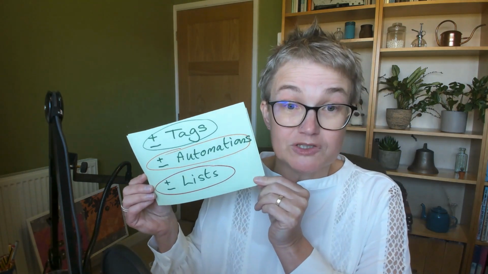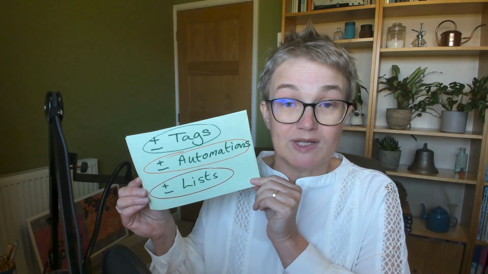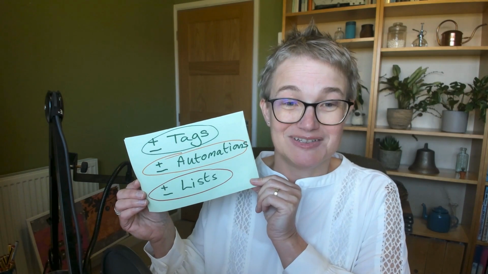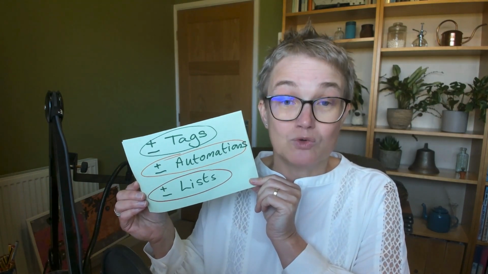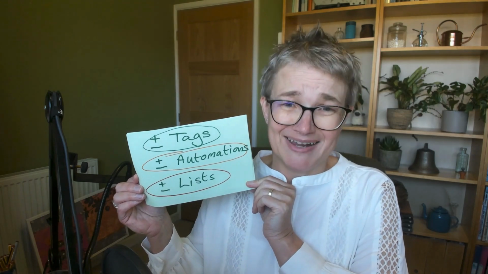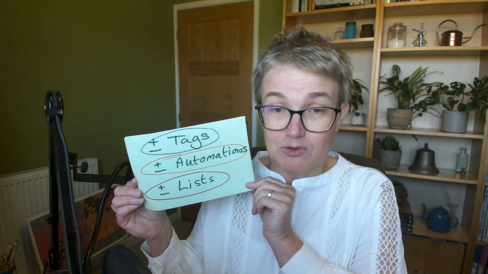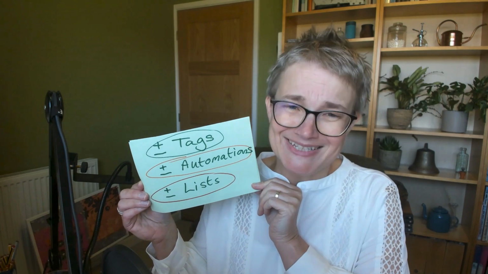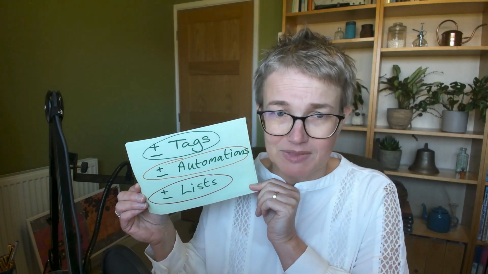Here are the options that you will see when you go into that link click action settings area. You can add or remove tags. This is super useful. We love tags. Tags are like sticking a little label onto a contact. They're really easy to work with because you can see them.